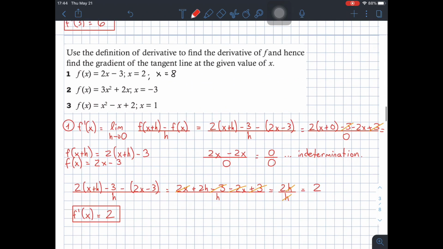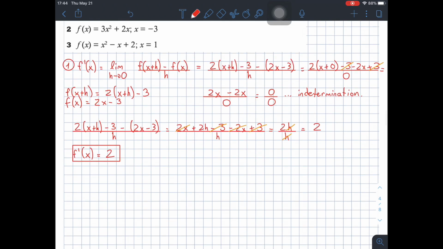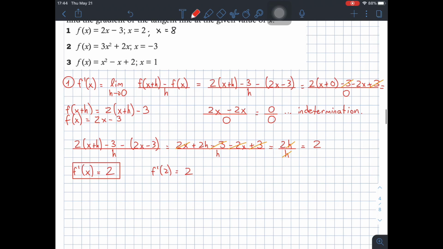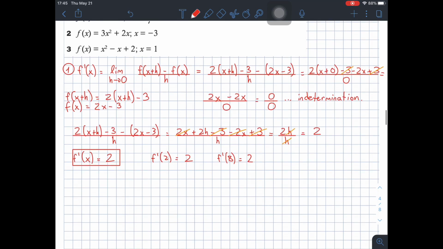So if we want to find the gradient of the tangent line at x equals 2, we're going to say that this is f prime of 2, and this is still 2, right? Because it's independent of x. And if we want to find the value of the gradient of the tangent line for x equals 8, this would be f prime of 8, and it will still be 2, okay?